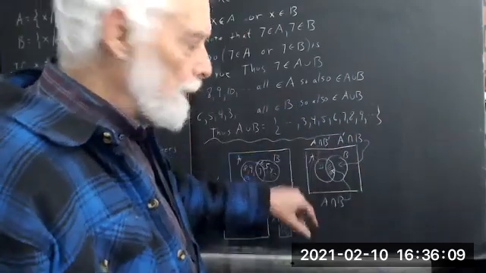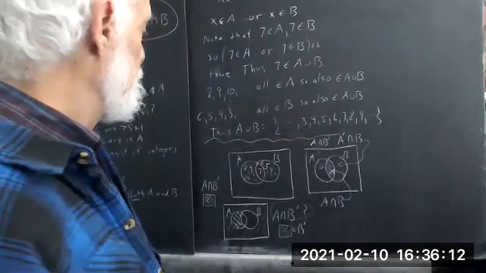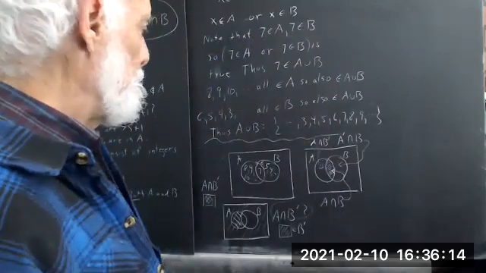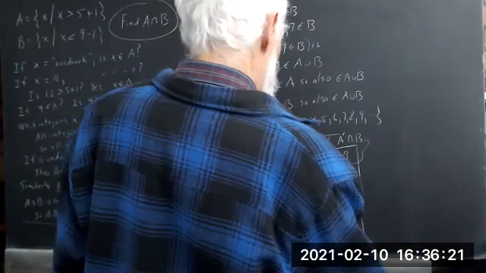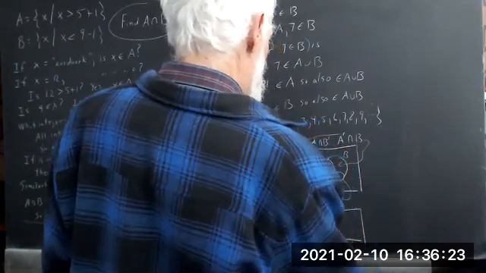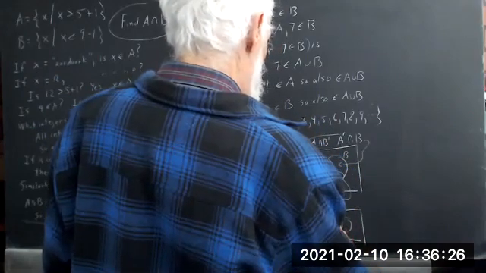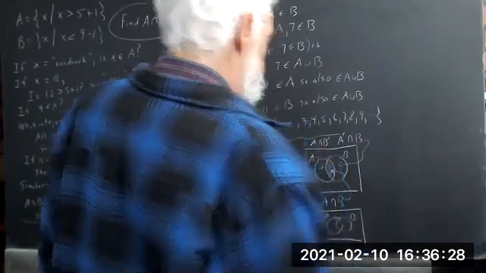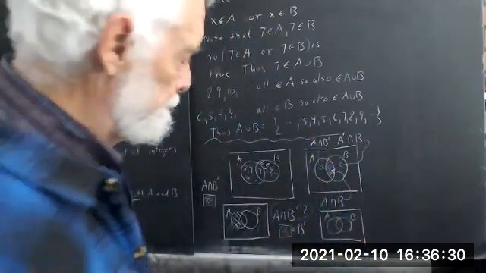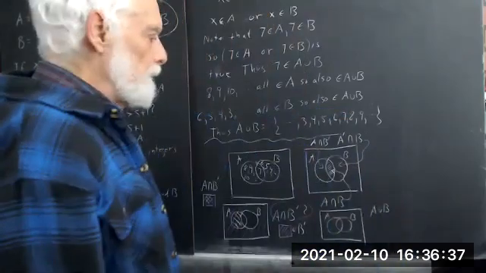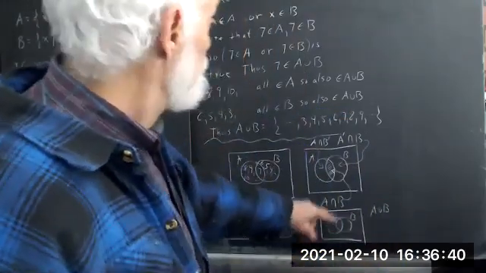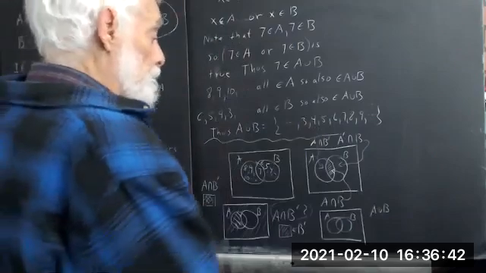Okay, then this other part of the diagram that's outside of both circles. So what's that? Well, let's look at A union B. Okay, well, it's in A union B if it's in A. Okay, so I can shade all of A.